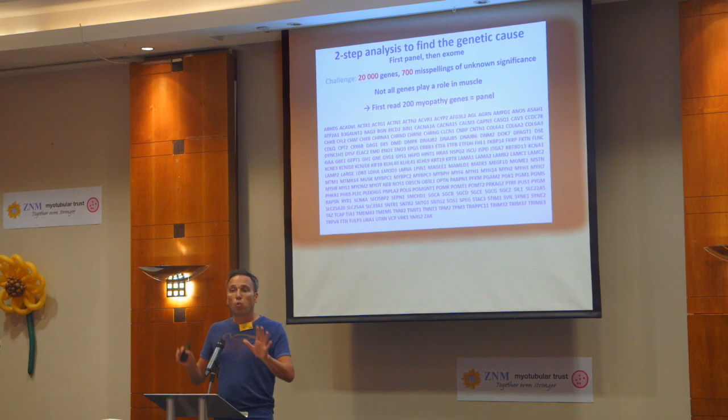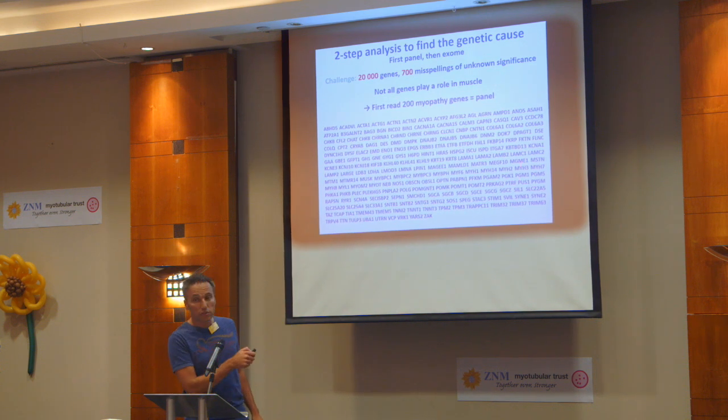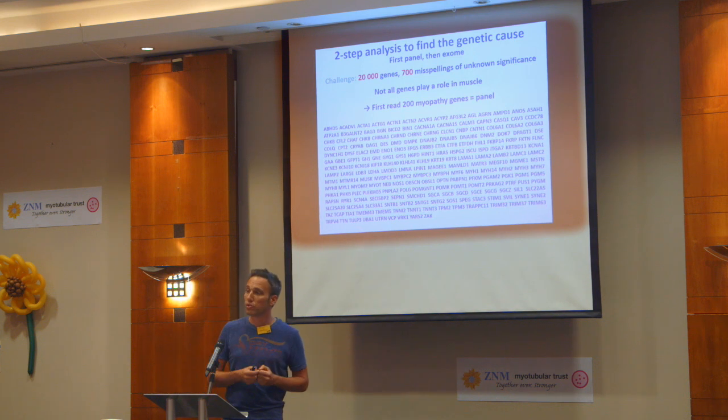Okay? So what we do now is that instead of reading all 20,000 genes, we only read 200. This is 100 times less work, so 100 times easier to understand and to interpret. And this is the list of the 200 known genes associated with muscle disorders.